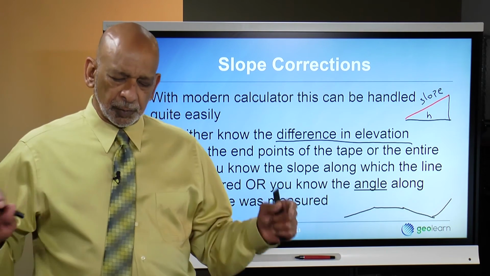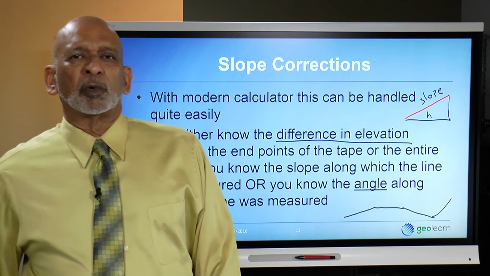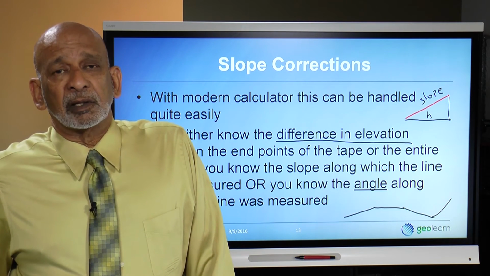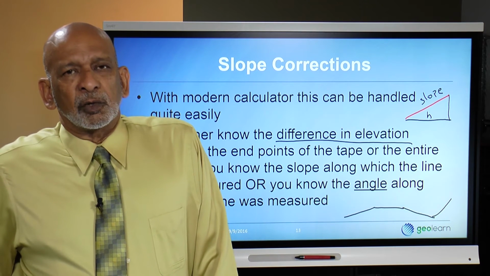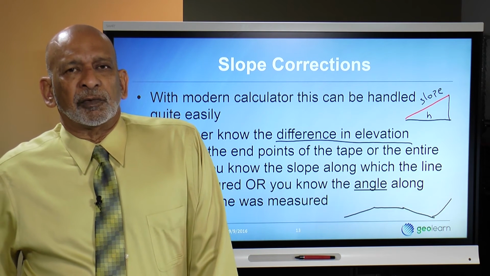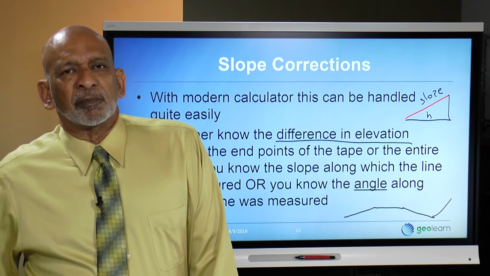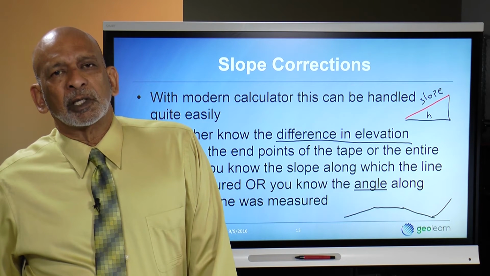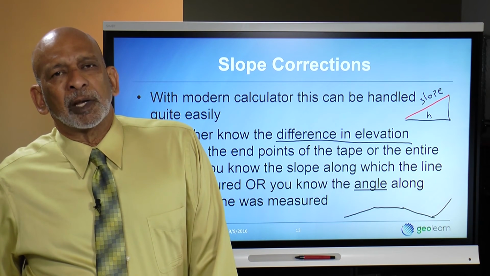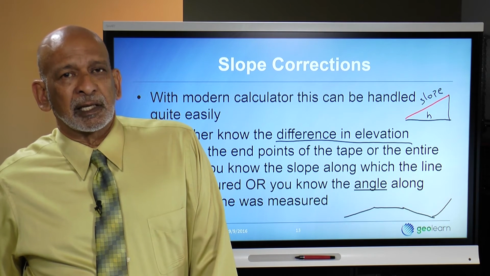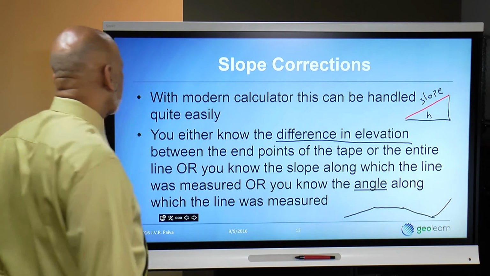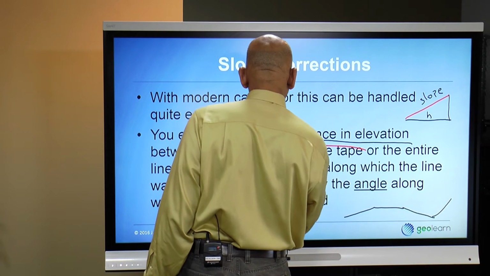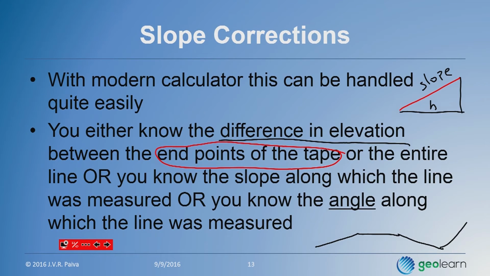But there are other times, especially if you're measuring along a road that's built at uniform slope, or a railroad track and things like that, that you have long patches of where the ground is very clean, unobstructed, and you can actually lay the tape on the ground fully supported. And so you might be able to measure hundreds, if not thousands of feet at the same slope. And that's why I say here, between the endpoints of the tape or the entire line.